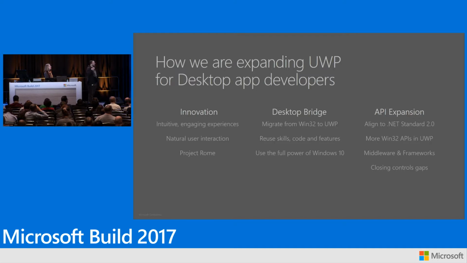Last but not least, API expansion. That's an important topic, and we talked about it yesterday in the keynote and in other sessions. UWP is going to align with .NET Standard 2.0 in the next update. Along the same lines, we're making more and more Win32 APIs available to be called directly from the UWP application, such as direct access to the file system and create process and other APIs like that.